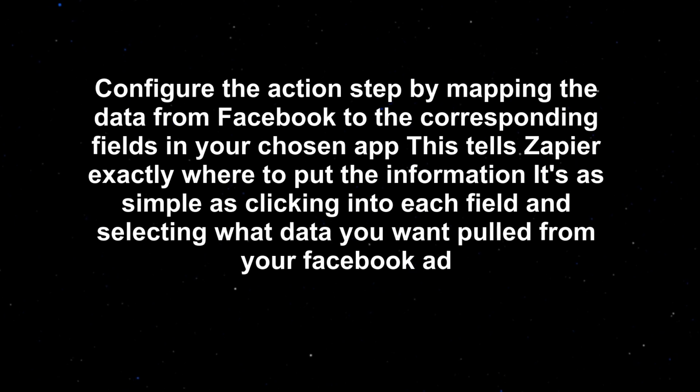Configure the action step by mapping the data from Facebook to the corresponding fields in your chosen app. This tells Zapier exactly where to put the information. It's as simple as clicking into each field and selecting what data you want pulled from your Facebook ad.